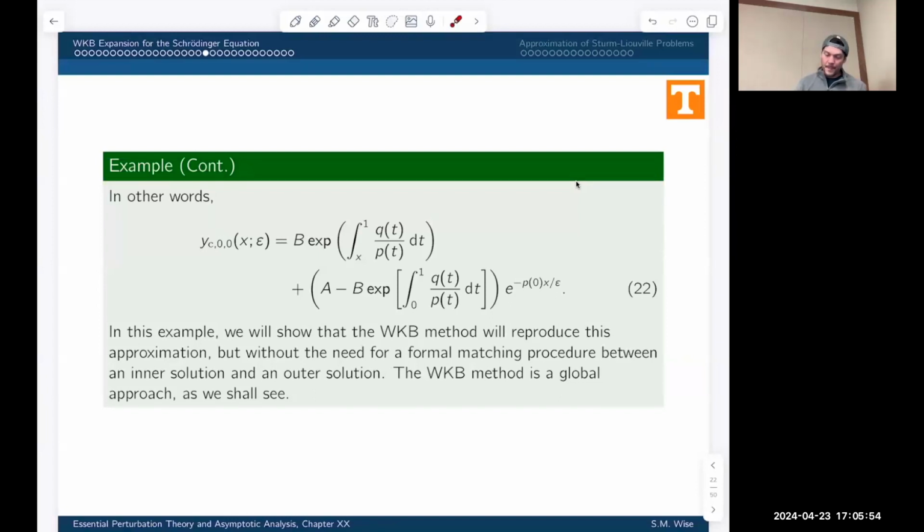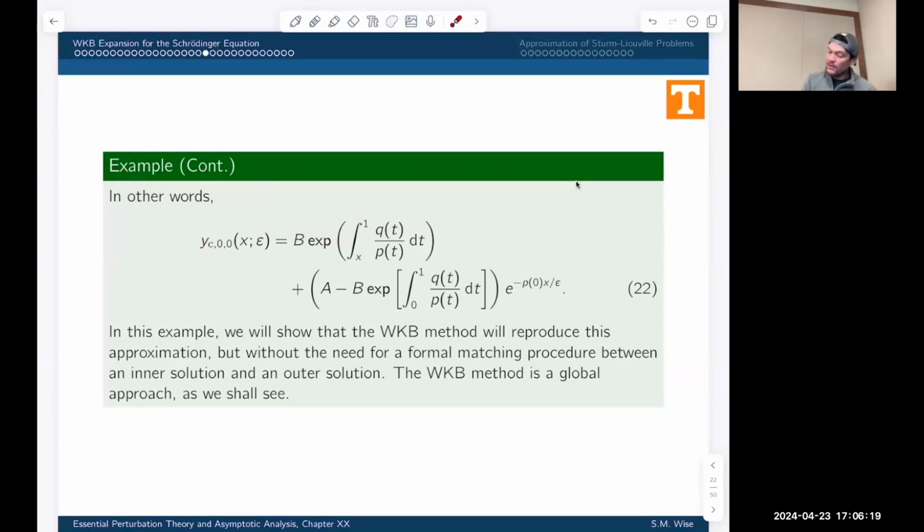What's the big deal? Well, the interesting thing is that the WKB method can reproduce this result, and it puts it together in a global fashion, so you don't need to do any kind of matching between an outer solution and an inner solution. You don't even have to worry about where the boundary layer is. It knows somehow.